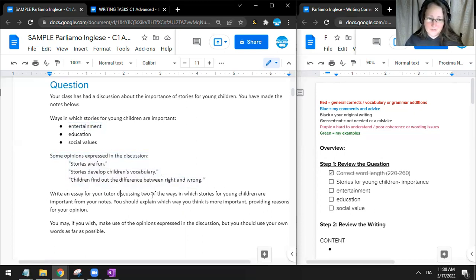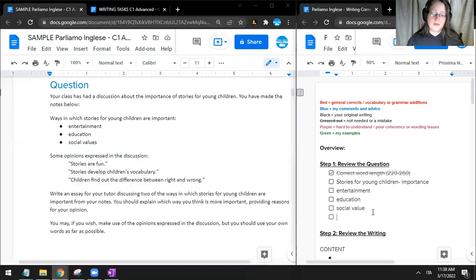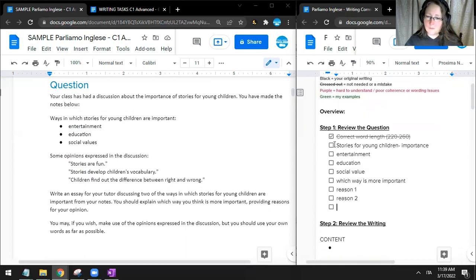So: write an essay for your tutor discussing 2 of the ways in which stories for young children are important from your notes. So we need to get 2 out of these. So it's right there. And then you should explain which way you think is more important. So that is really important. So we need to make sure that our opinion is obvious. And we also need to provide reasons, with an S, reasons for your opinion. So reason 1, reason 2. And that's the base of what we're looking for.